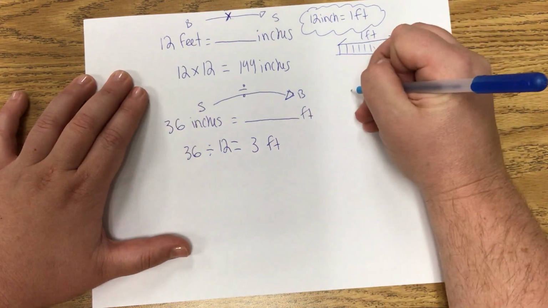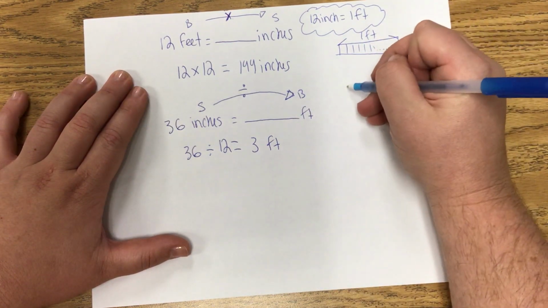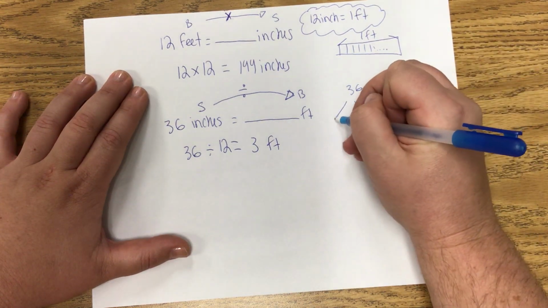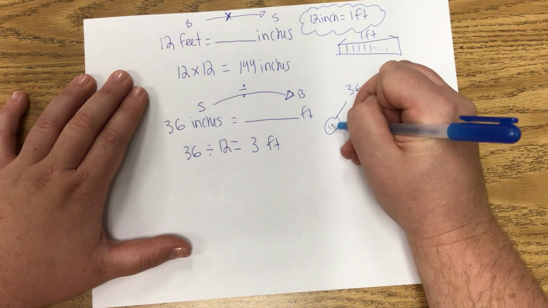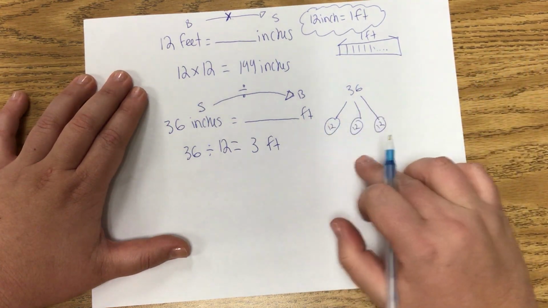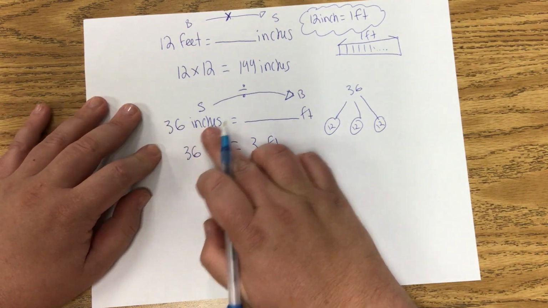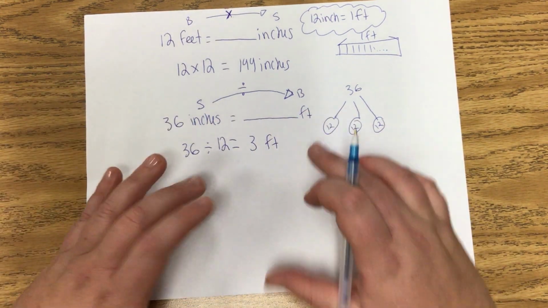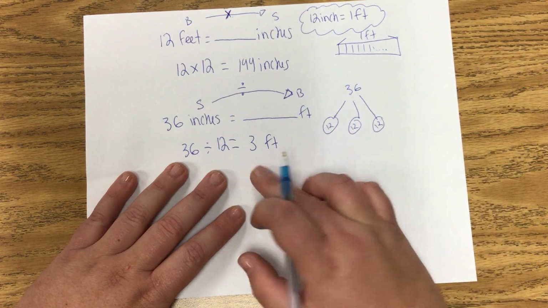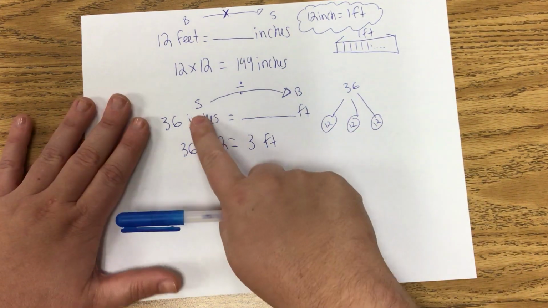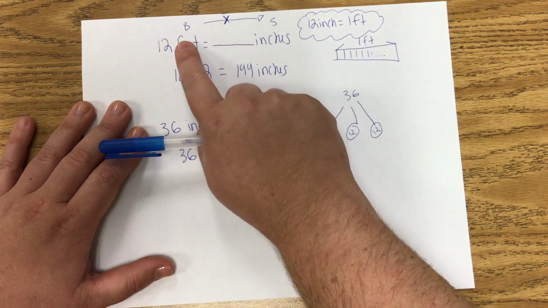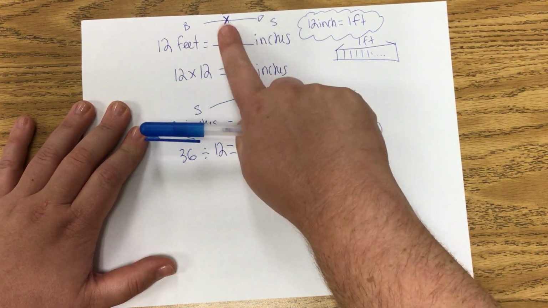I can take 36 inches and put them into different groups of 12. Right? I'm grouping them together, and this is division. So I'm taking my 36 and I'm breaking it apart and putting it into smaller groups of feet, and each one of these feet is worth 12, so I end up with 3 feet. So whenever you're going from a smaller unit to a big unit, we're going to divide. When you went from a bigger unit to a smaller unit is when you multiplied.